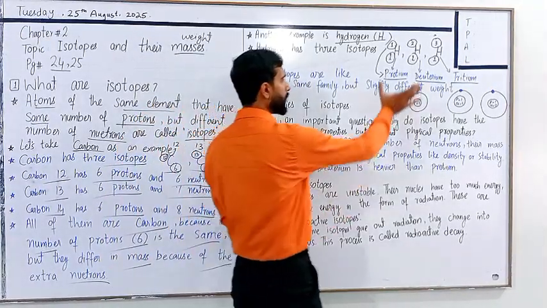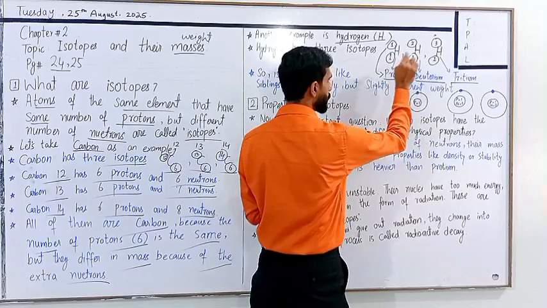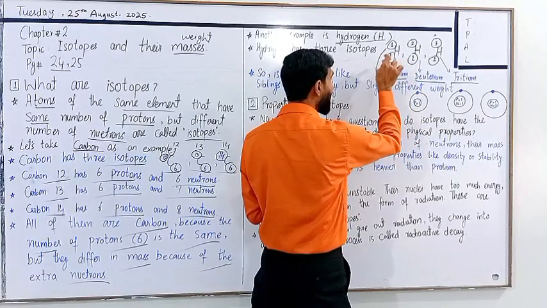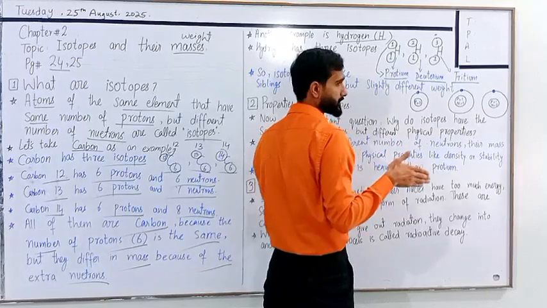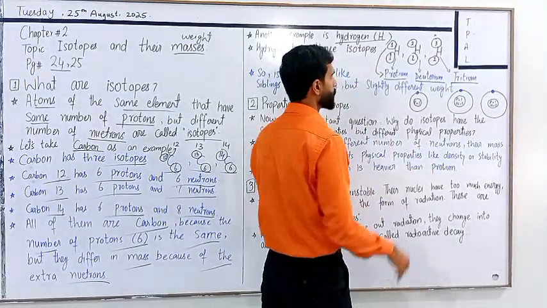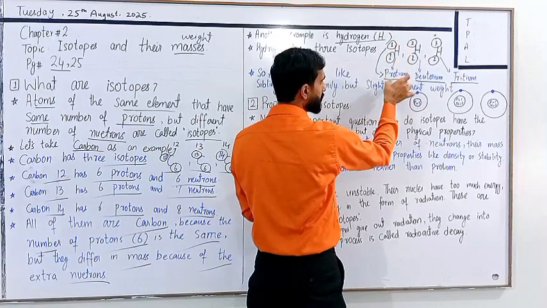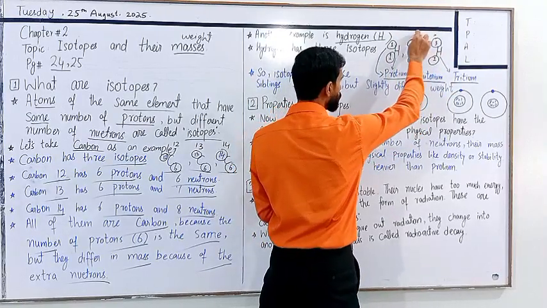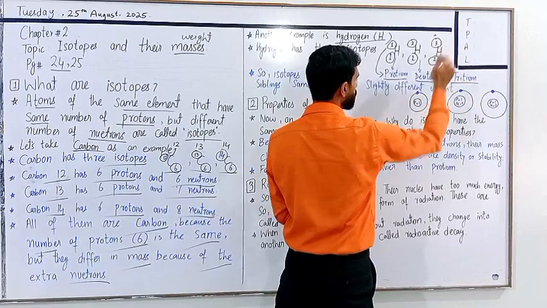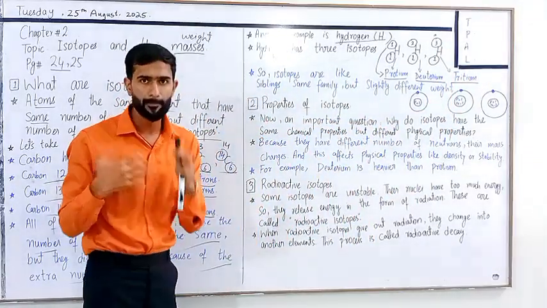So let's see, they all have the same number of protons. The number of protons in hydrogen is 1 and the atomic number of hydrogen is also 1, because atomic number is equal to the number of protons. But where does the change come? At the number of neutrons. Protium has 1 neutron, deuterium has 2 neutrons and tritium has 3 neutrons. Okay? So isotopes are like siblings.